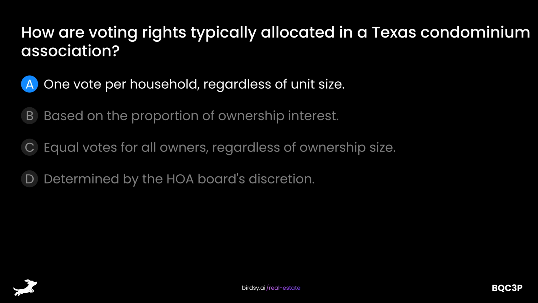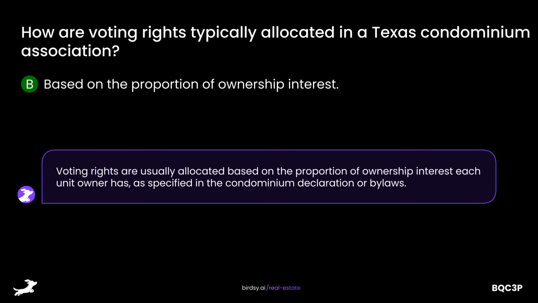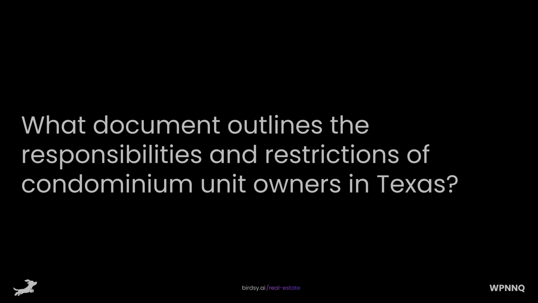How are voting rights typically allocated in a Texas condominium association? Is it A, 1 vote per household, regardless of unit size? B, based on the proportion of ownership interest? C, equal votes for all owners, regardless of ownership size? Or D, determined by the HOA board's discretion? The answer is B, based on the proportion of ownership interest. Voting rights are usually allocated based on the proportion of ownership interest each unit owner has, as specified in the condominium declaration or bylaws.